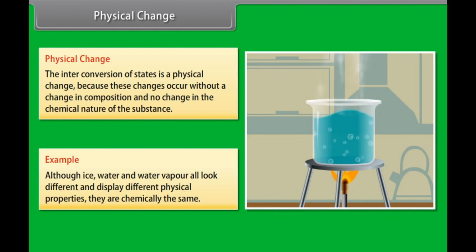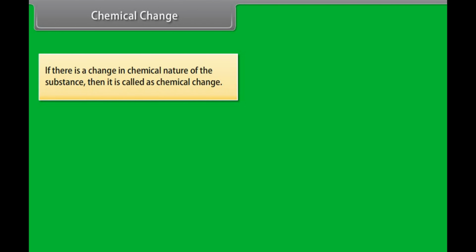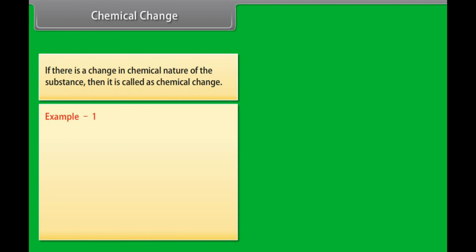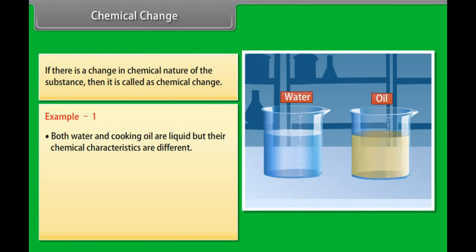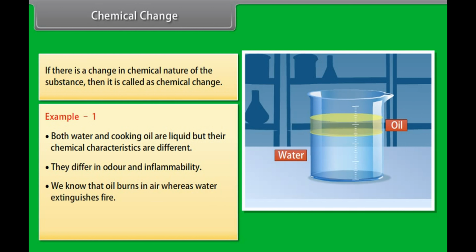Chemical change: if there is a change in chemical nature of the substance, then it is called chemical change. Example 1. Both water and cooking oil are liquid, but their chemical characteristics are different. They differ in odor and inflammability. We know that oil burns in air, whereas water extinguishes fire. It is the chemical property of oil that makes it different from water.